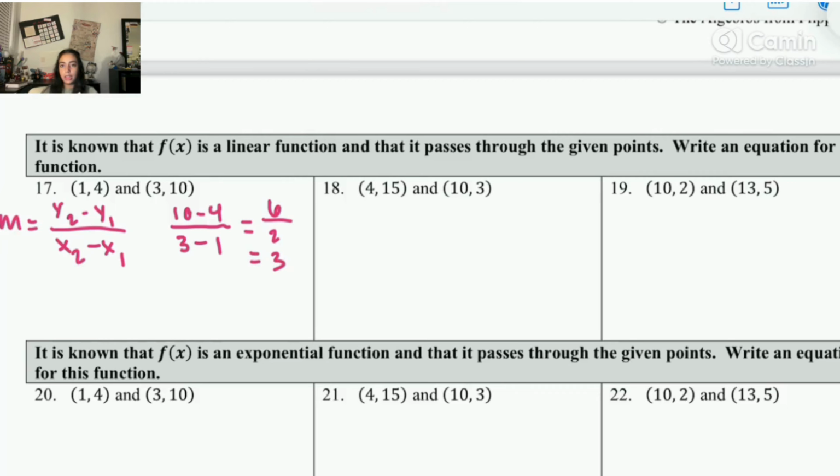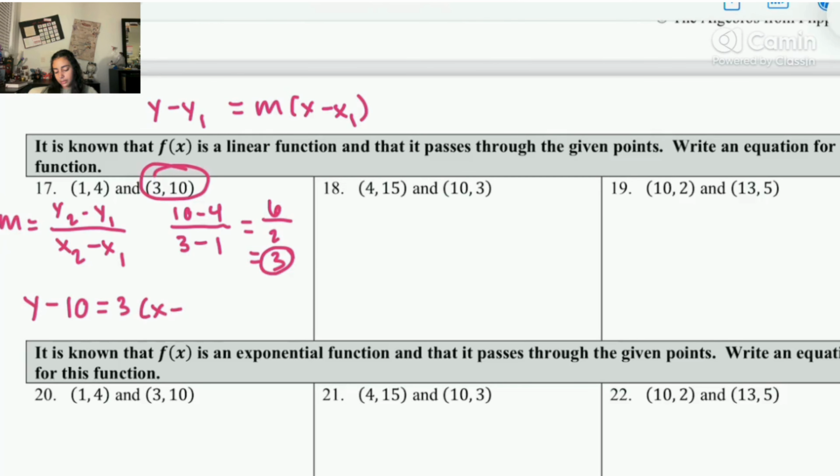So now we're going to put it in our format, which is y minus y1 equals our slope times x minus x1. So y minus, let's say we're using this coordinate, y minus 10 equals our slope, which is 3, times x minus 3 over here. You could also write it where the 10 is on the other side, so like y = 3(x - 3) + 10, or you can use the other coordinate, so y, sorry this is a bit messy, y minus 4 equals 3 times x minus 1. Either would be correct.